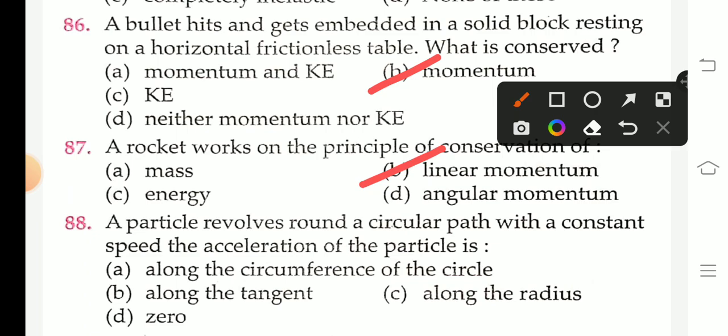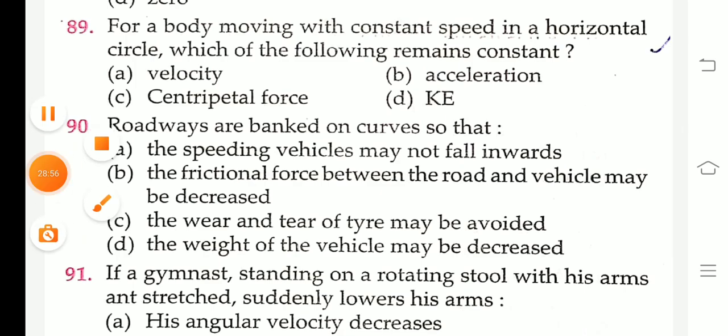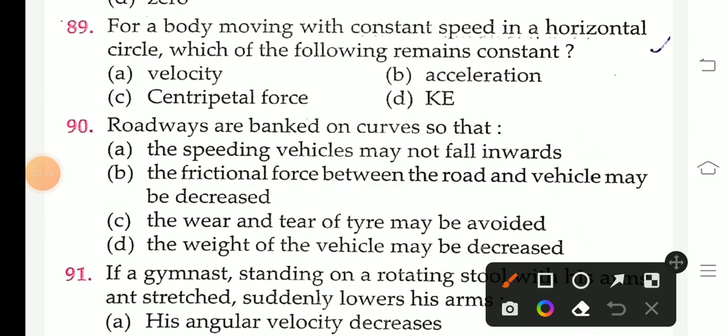A particle revolves round a circular path with a constant speed. The acceleration of the particle is along the radius. For a body moving with constant speed in a horizontal circle, which of the following remains constant? Kinetic energy.